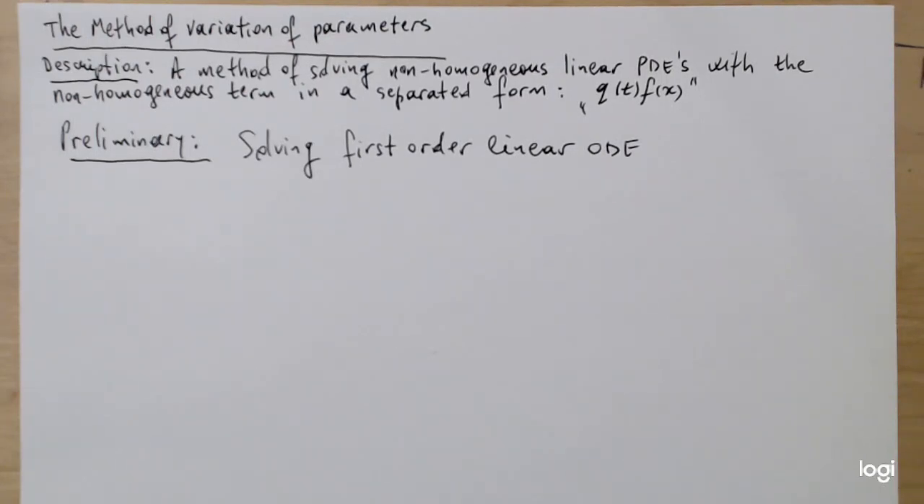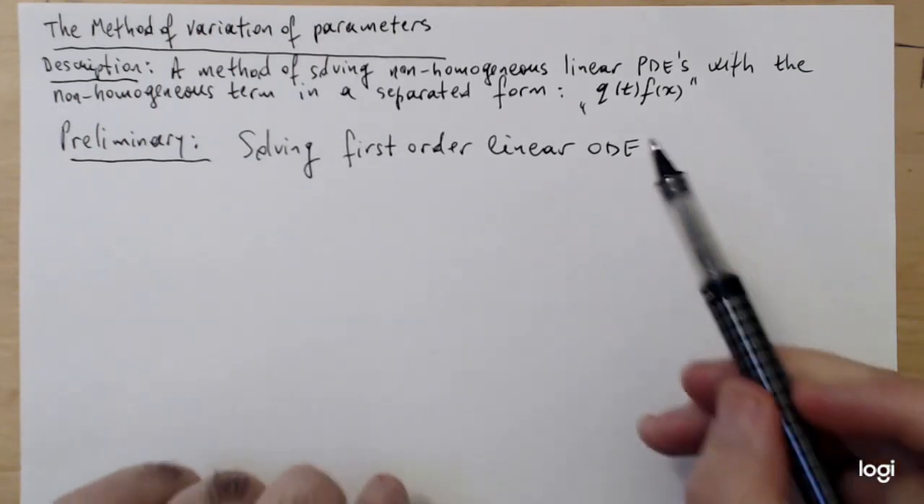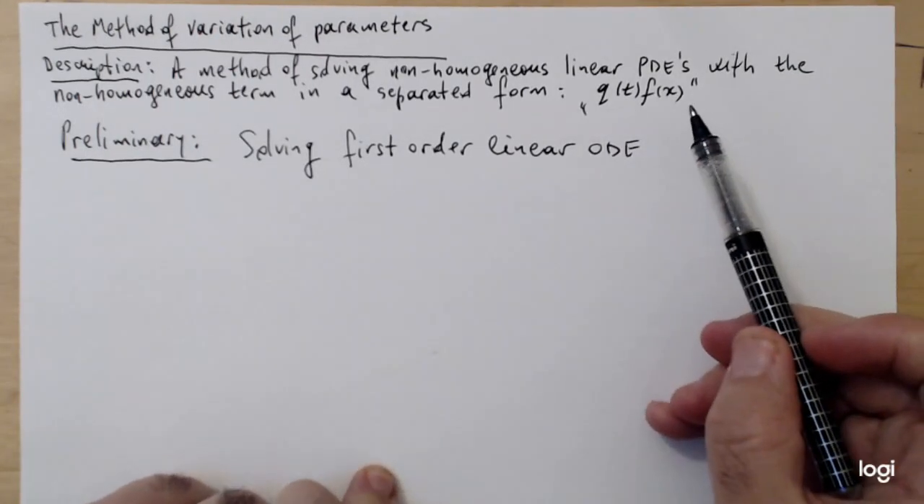Before I describe what type of problems we're going to deal with, you can take a moment to write down what I just wrote on the paper. The method we are going to study in particular deals with non-homogeneous linear PDEs with a non-homogeneous term in a specific separated form, namely a function of t times a function of x.